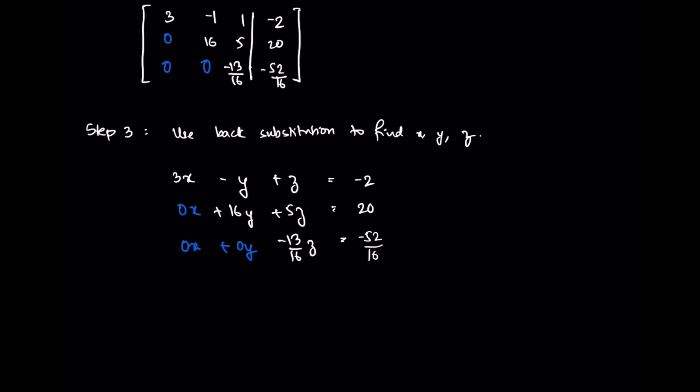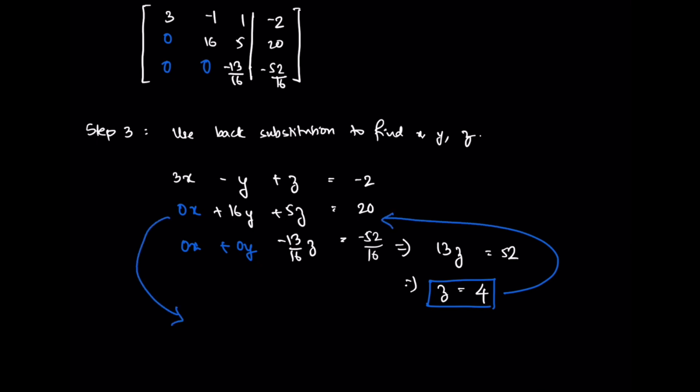So let us solve this. Let us start with this last equation. This is just 13z is equal to 52. That will give z as 4. Let us substitute the value of z in the second equation. So this will give us 16y plus 5 into 4 is equal to 20, so y is equal to 20 minus 20 by 16, which is 0.